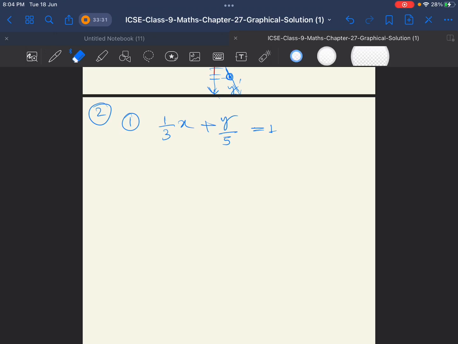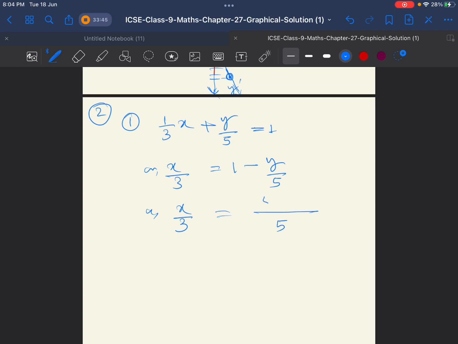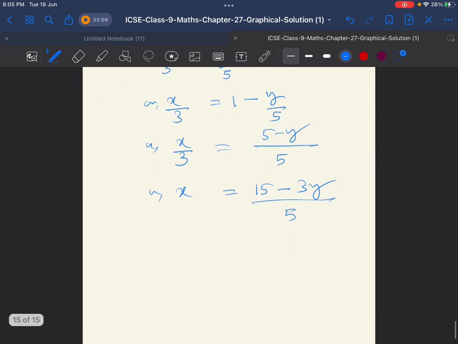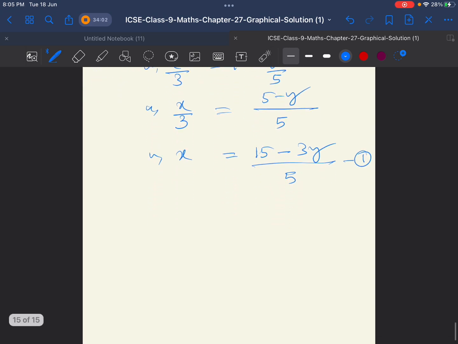So first, the table is here, we make a subject, or x by 3 equals to 1 minus y by 5. Okay, so x by 3 equals to, LCM is 5 minus y by 5, or x equals to 3 into 5 15 minus 3y by 5. This is the equation. Okay, now we make a table.